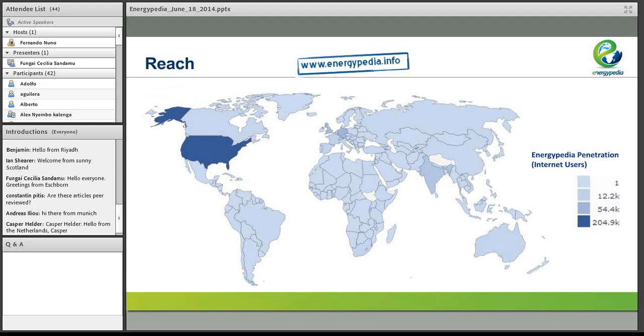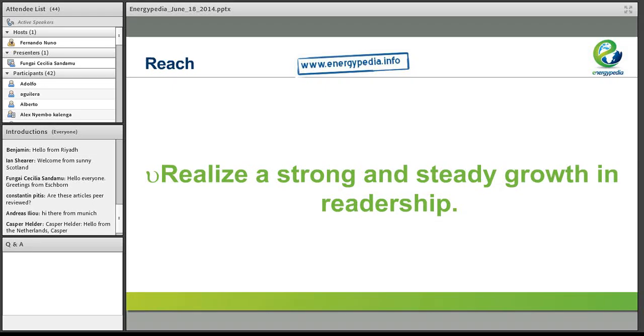At the moment, we are in the initial stages of developing a Spanish Energypedia. That's a major goal for us in the coming year, to realize a strong and steady growth in readership. Due to the limited internet access for many of the world's population, it's necessary for us maybe to look into other avenues of creating low-cost, maybe offline versions of Energypedia in a variety of formats that can ensure that the information that we have available gets to people who would otherwise have no access to it.